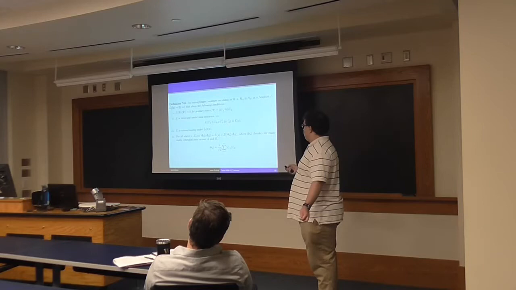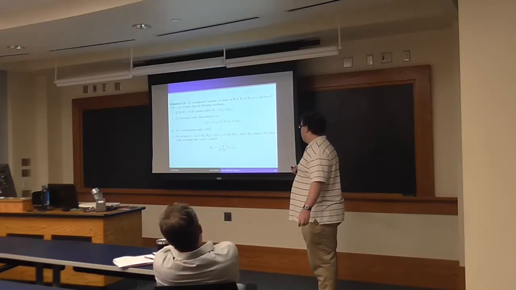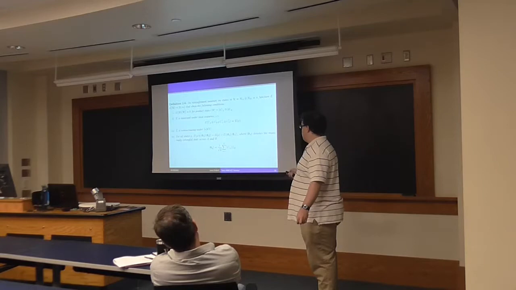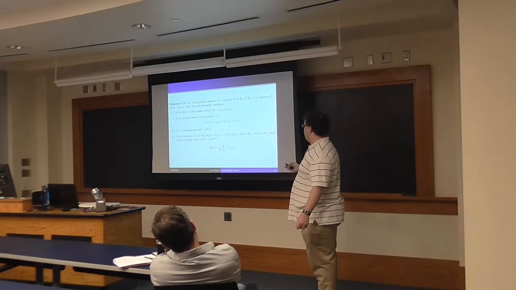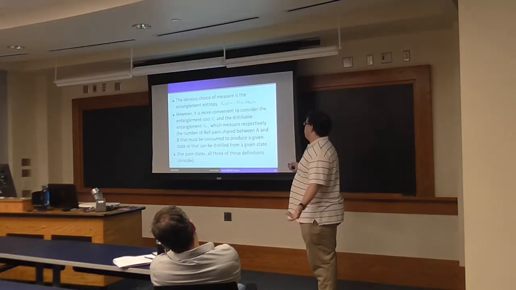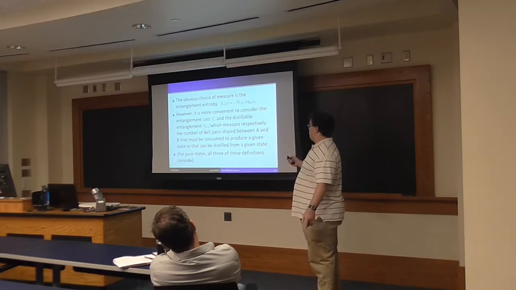It shouldn't change if I just do some change of basis in A and B separately. It shouldn't change if I just do classical operations. And if I add one entangled qubit, the entanglement should go away. That's what these statements say. So there are a few obvious choices of entanglement measure.